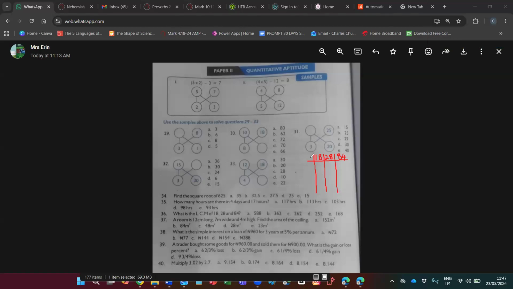Let's figure this out quickly. LCM of 18, 24, and 84. 24, right? Now. What number do you start with? I'm still calculating, sir. What number do you start with?